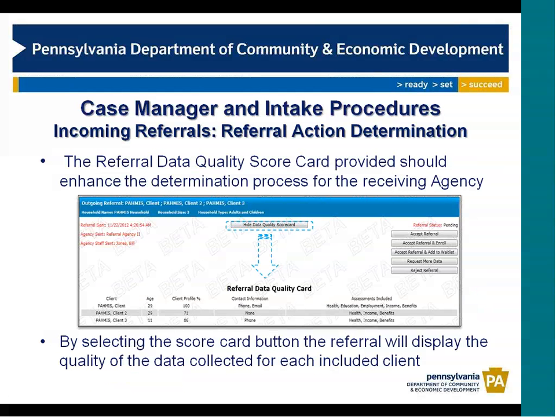But as we said before, not only do sending agencies see the data quality scorecard, but so can the receiving agencies, to get a glimpse of, hey, if I accept this referral, what kind of data am I importing into my agency? Basically, you click on this button, and it'll open up, show and hide, and it shows the 3 basic categories that all the included clients have. Pretty good information there.